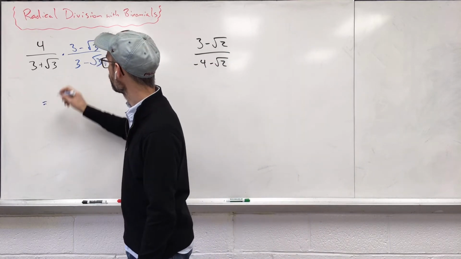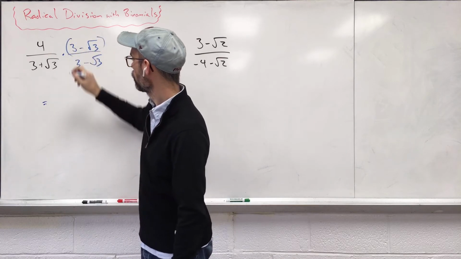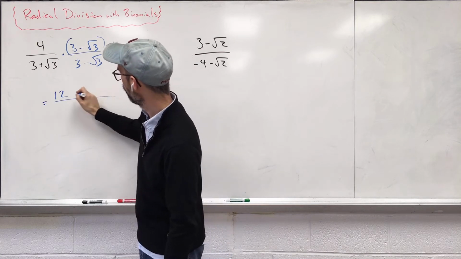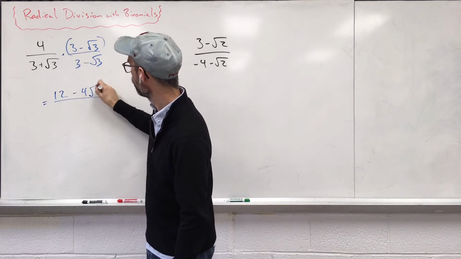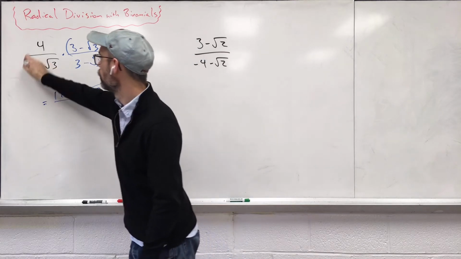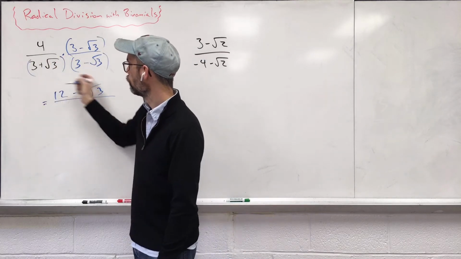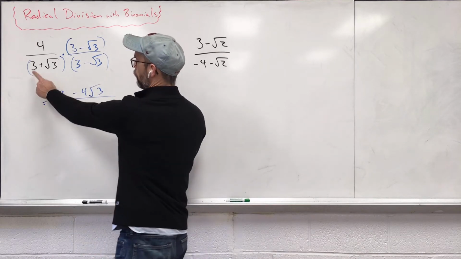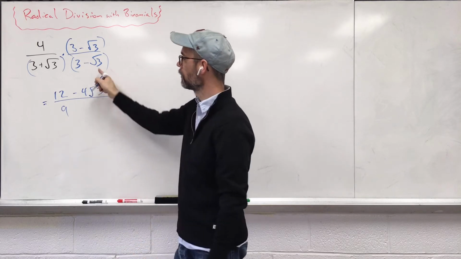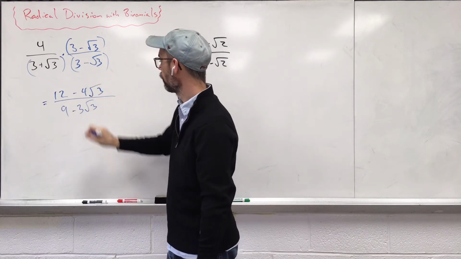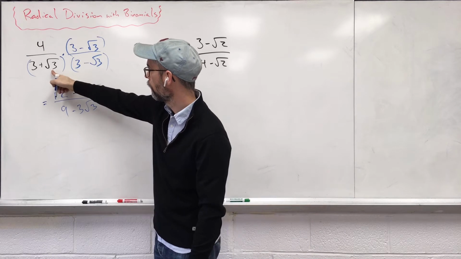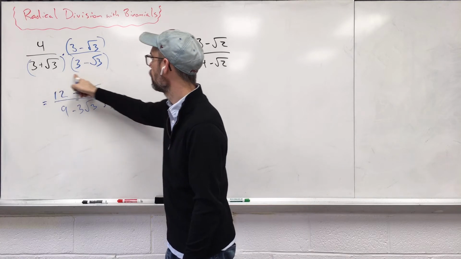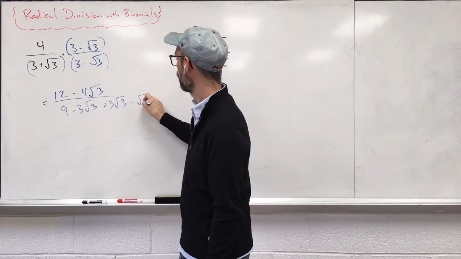So down here, we're going to say 4 times 3 gives us 12, and then 4 times negative radical 3, minus 4 radical 3. On the bottom, we're going to have to multiply these two together. Start with 3 times 3, giving us 9. We're going to say 3 distributed to this, minus 3 radical 3. Now we need to distribute radical 3 to both. We're going to get positive 3 radical 3, and then negative radical 9.